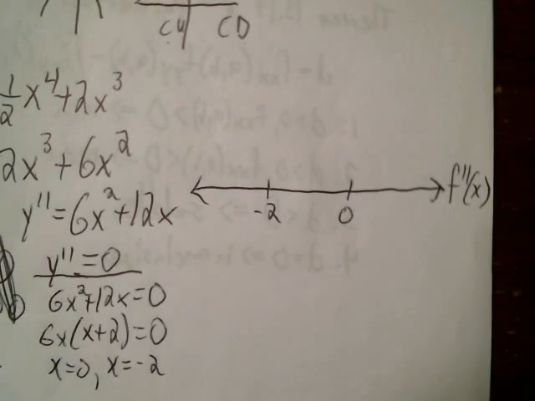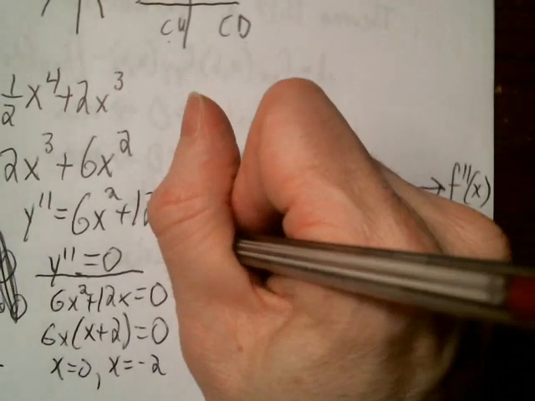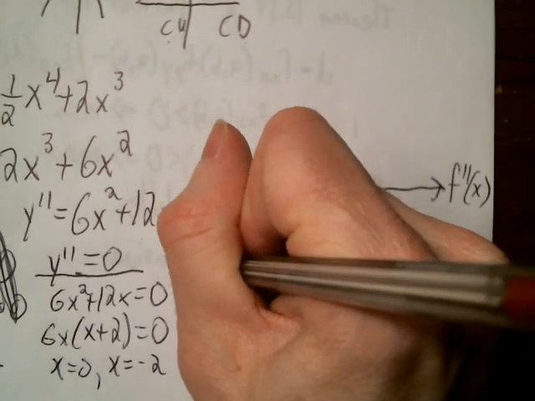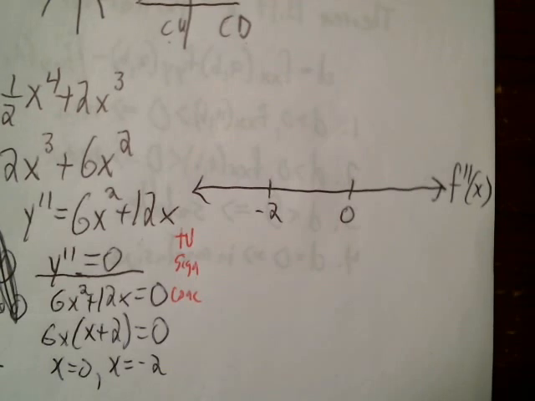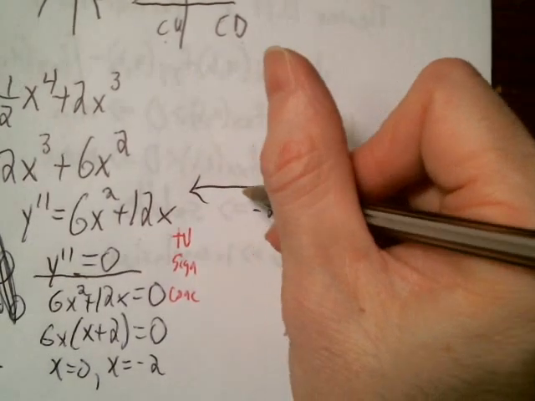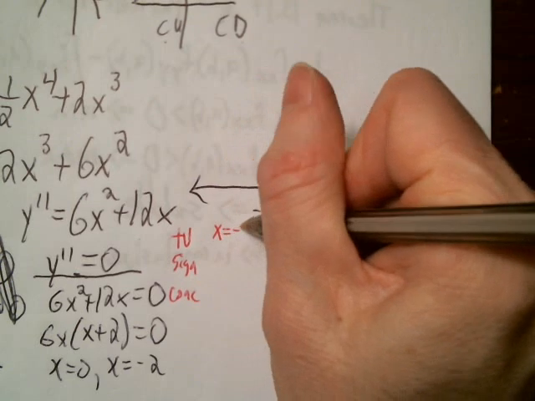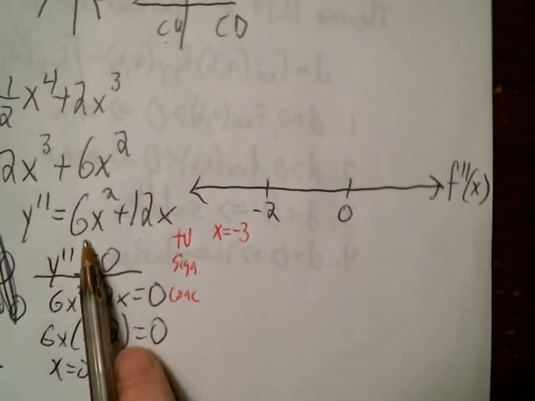Okay. And then I got to do all my busy work. I have to do my test value, my sign, and my conclusion. This time you don't need maxes or mins. Okay, that's not going to be required of us. So x is negative 3, and I'm going to go to the second derivative.